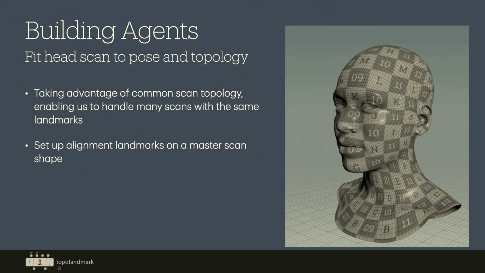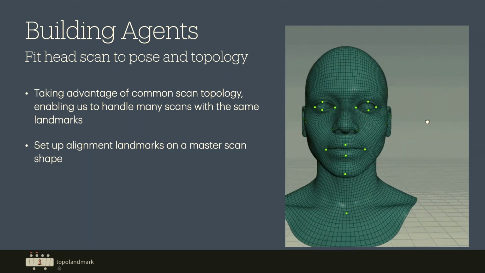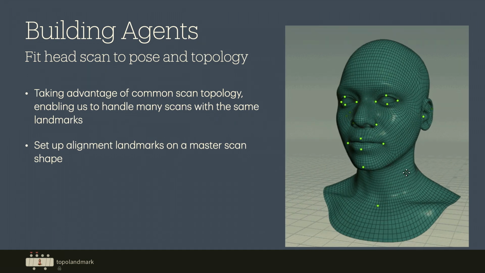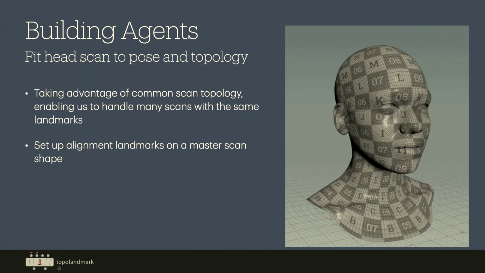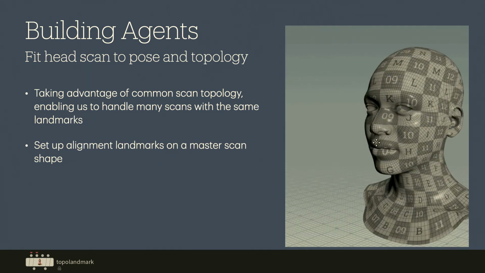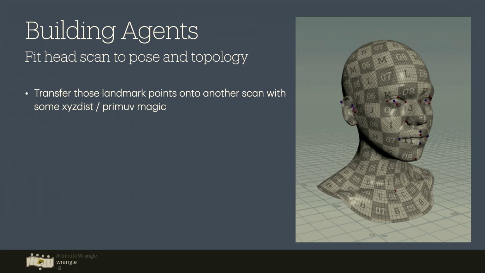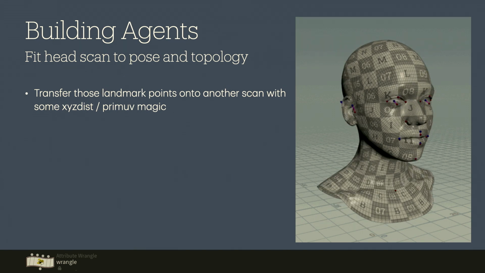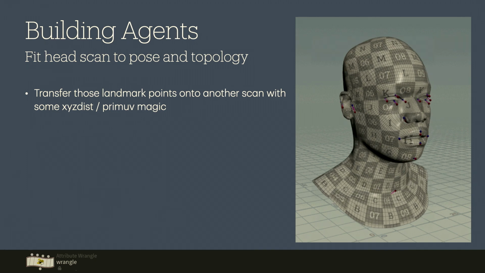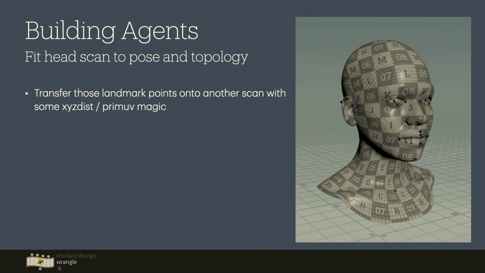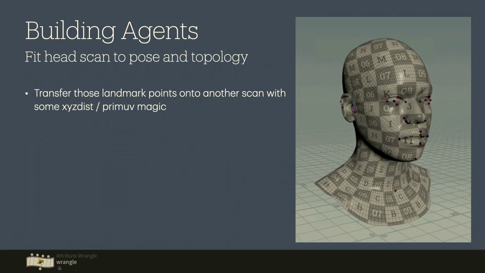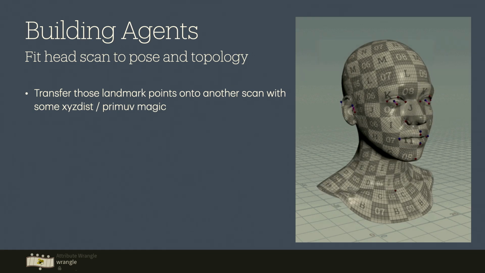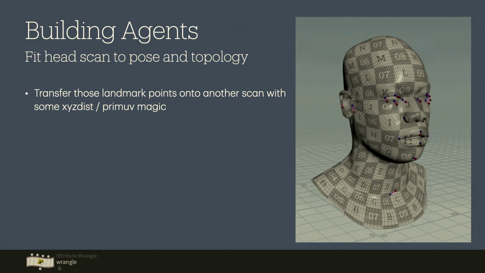Here we are setting up alignment landmarks on our first scan of our set. Just to pick one, we transfer it to the others. These will be used for rigid alignment of each scan as well as for topo transfer later on. With a little prim UV magic in VEX, we can transfer the landmark points from the first scan onto any of the others in the set. And this is just a little morph here to demonstrate the idea. You can see the points that move according to the mesh.